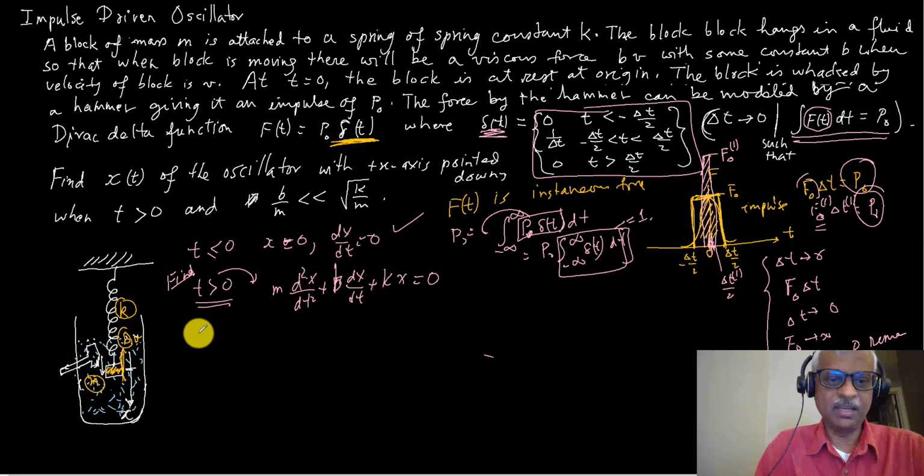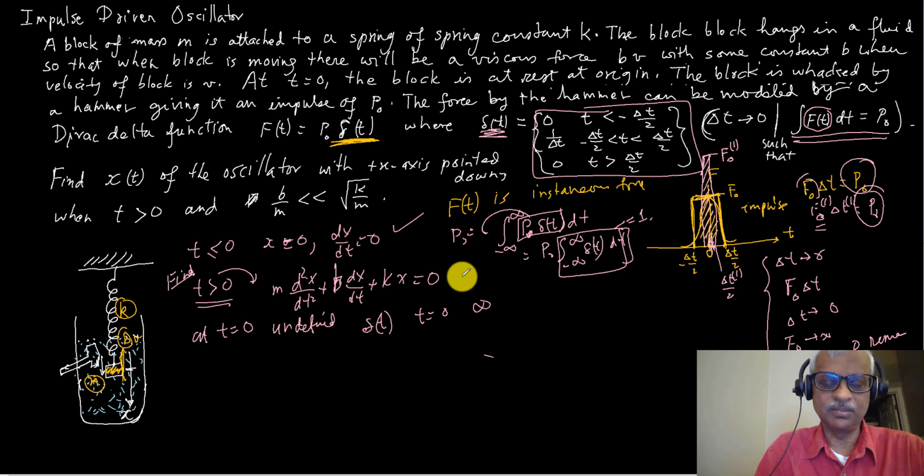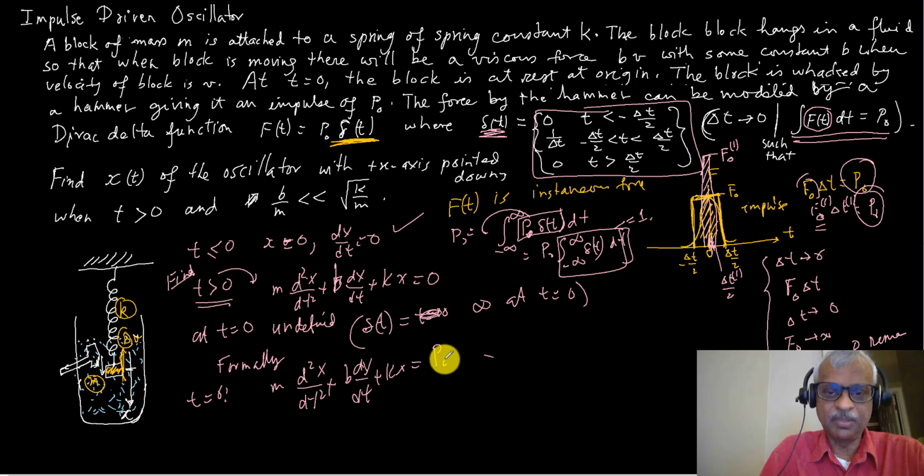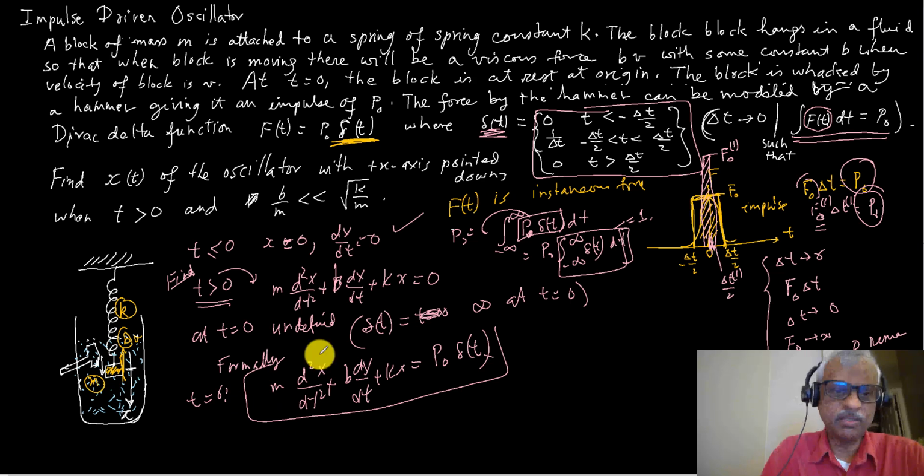So this is the case, and at t equal to 0, it is undefined, because delta t is at t equal to 0, it's infinite. So we don't have a defined value. If you write the equation formally, it's going to look like this: m d²x/dt² plus b dx/dt plus kx. So at t equal to 0, it's going to look like p0 delta t. So we need to know how to deal with it.